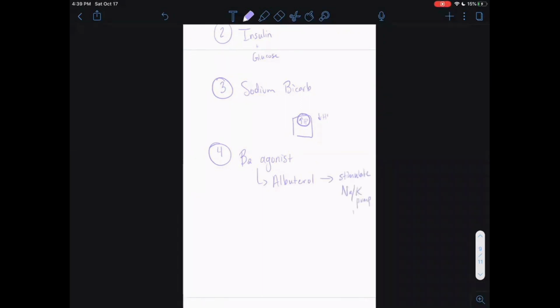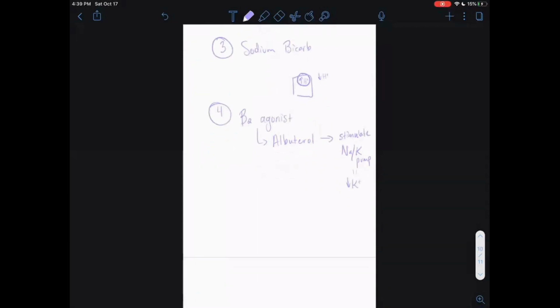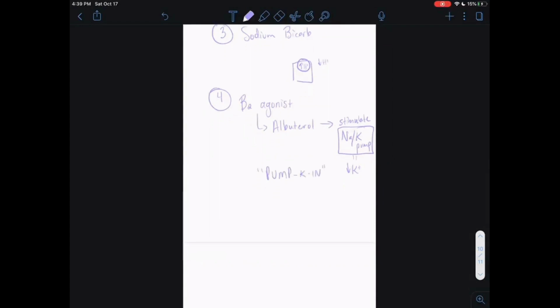All right, so that's going to cause you to have a lower level of potassium. Because remember, the sodium potassium pump's whole role is to pump K in. So the mnemonic is like pumpkin. Pump K in. All right, so it stores all of that potassium inside your cells so it's not floating around in your blood with hyperkalemia.